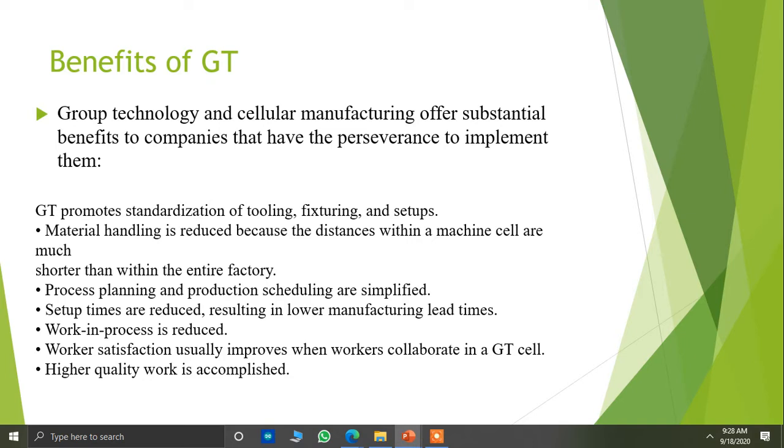And higher quality of work is accomplished if the machines are grouped together into cells, or there will be a good amount of improvement in quality for the work that is being done, because you will monitor each cell rather than each machine or the material movement.